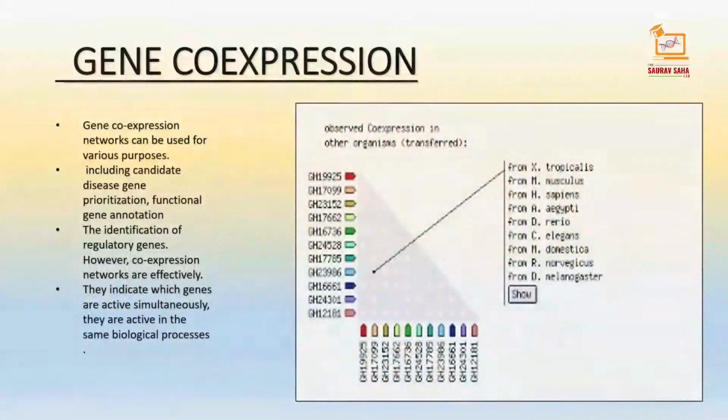Gene co-expression networks can be used for various purposes. It shows the genes that are co-expressed in the same or another species, shown by a red square. The more intense the color of the square, the higher the association score of the expression data.